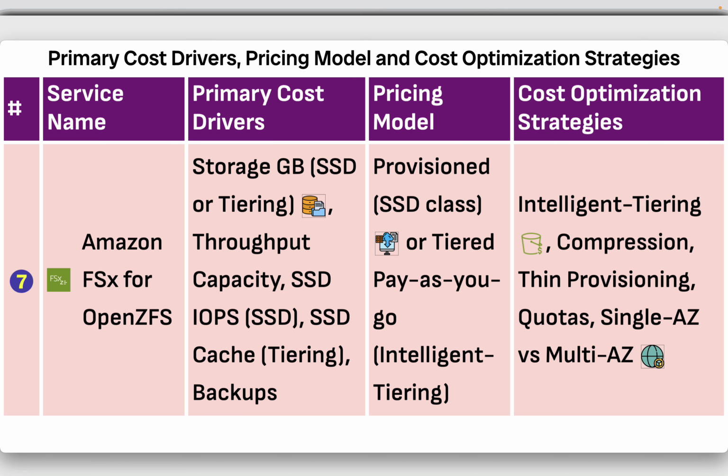FSx for OpenZFS. Primary cost drivers are storage GB, SSD or tiering, then throughput capacity, IOPS for SSD drives, SSD cache, tiering and backups. Pricing model is provisioned or pay as you go. So there are tiering classes which are available. And cost optimization strategies are intelligent tiering, compression, thin provisioning, quotas, single AZ versus multi-AZ.